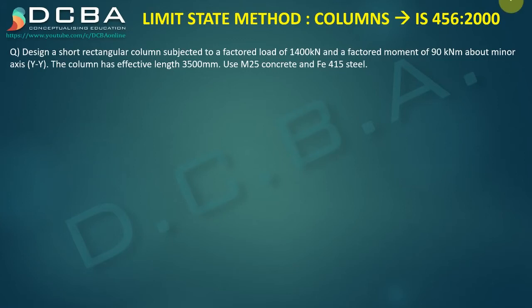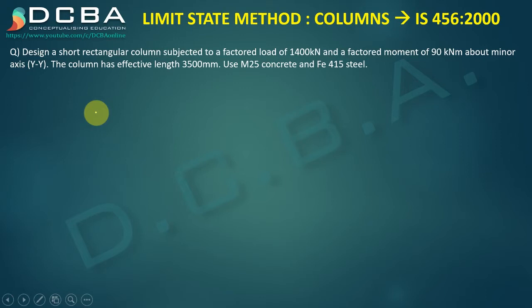So in this video lecture we'll be solving a numerical, and this is a design numerical of uniaxial bending. In the previous numerical, that was also a uniaxial bending one, but in that what we found was the capacity of the column to take axial load and bending moment. So in that numerical, the area of steel was already given, the dimensions were already given. What we had to find was how much moment that column can take about a single axis and how much axial load it can take.